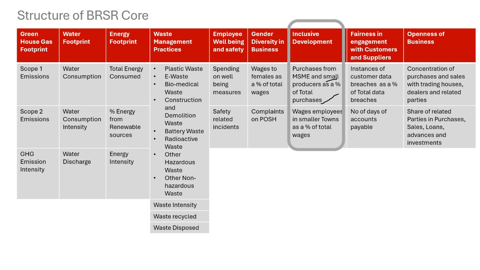The next data point relates to the wages paid to the permanent or contract employees in rural, semi-urban, urban, and metropolitan areas as a percentage of the total wages of the company. Here, the amount of wages paid is an indicator of the number of jobs created in these areas. Let's look at the disclosures.